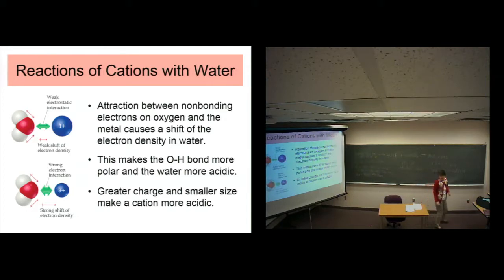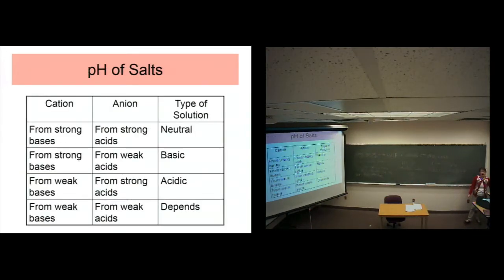Okay. Well, these are our 4 choices: cations from a strong base, cations from a weak base, anions from a strong acid, anions from a weak acid. Those are our 4 choices, and we know what's going to happen. So we can have 4 different possible combinations in our salts based on cations and anions. So let's take a look at what happens.